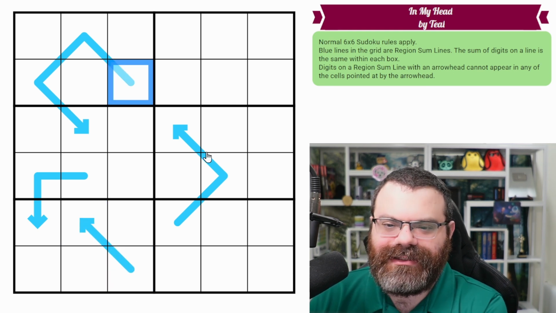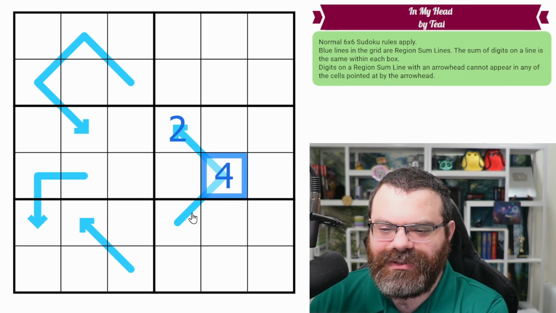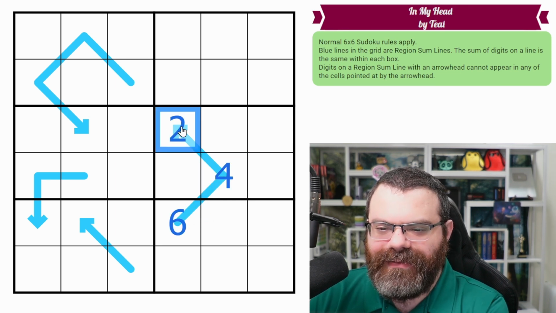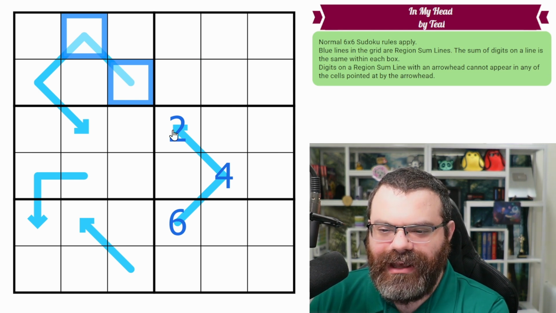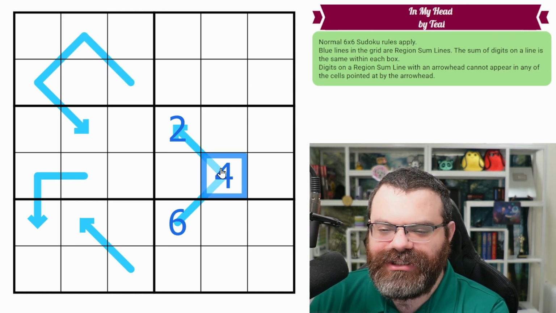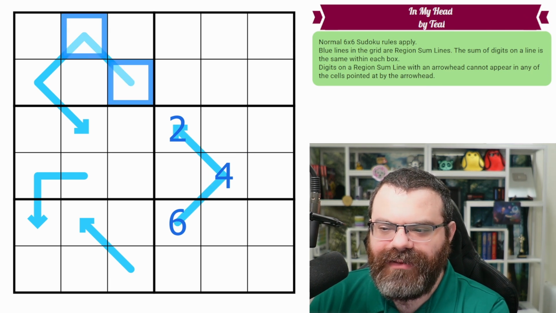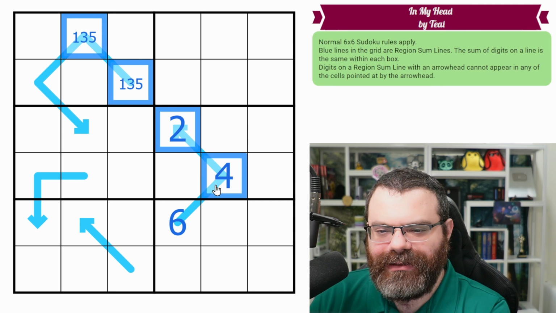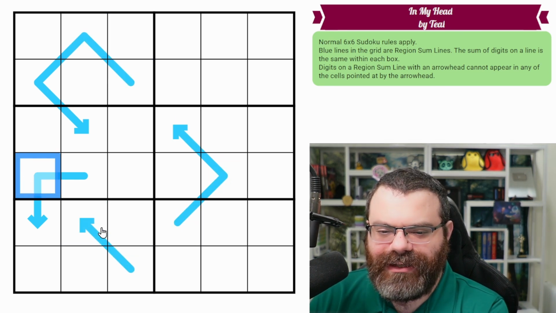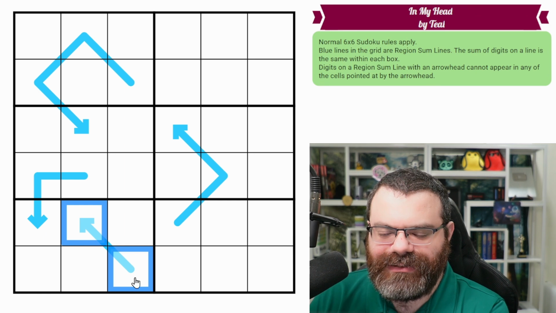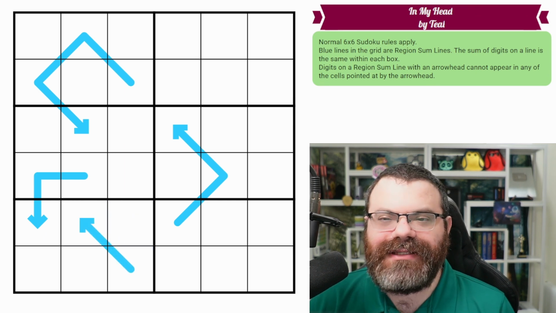So let's just keep using this. Let's say this was 2, 4, 6. There's an arrowhead at the end of this pointing diagonally at some cells. Whatever cells it points at cannot be the same as any digit on the line. So these could not be from 2, 4, 6. They'd have to be from 1, 3, 5 in this case. And so that's the reason this arrow exists. It points at this cell. And so this cell is not the same as these two digits. And that's it. Those are the rules.